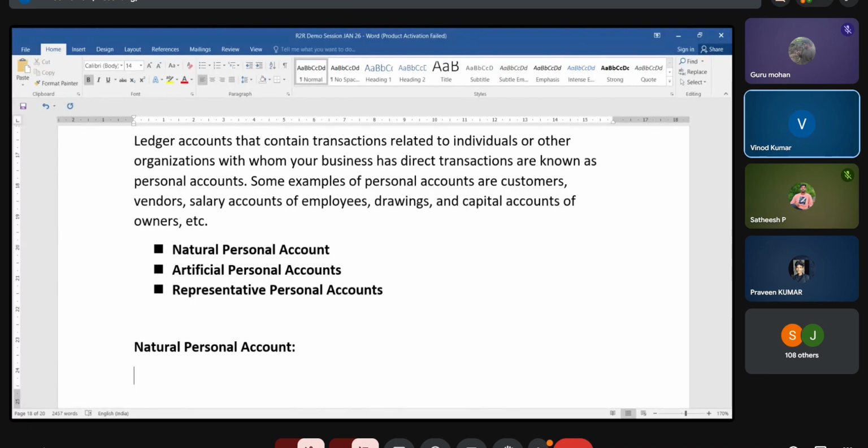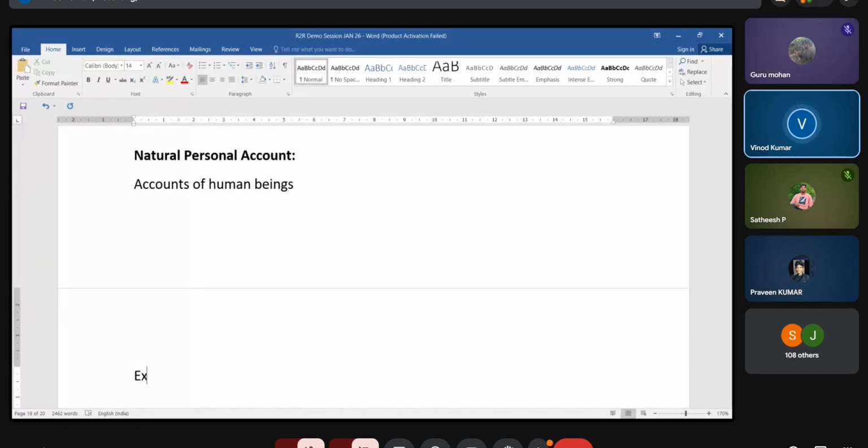Under this, it is nothing but accounts of human beings. So natural is nothing but accounts of human beings. If any transaction happens, for example, purchase of goods from Ram, purchase of goods from Sham, purchase of goods from XYZ, purchase of goods from so and so person, where a human being is involved, those are called natural personal accounts.